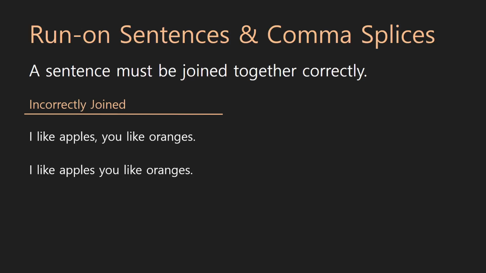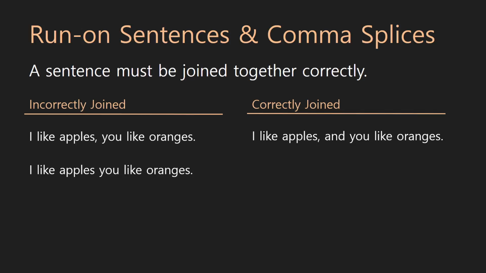This first example is incorrect because it uses a comma to join the two clauses. That's a comma splice. The second example doesn't have anything between the two clauses. So that's a run-on sentence. We can fix this in a number of ways.